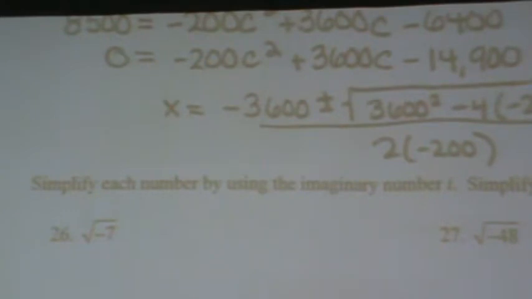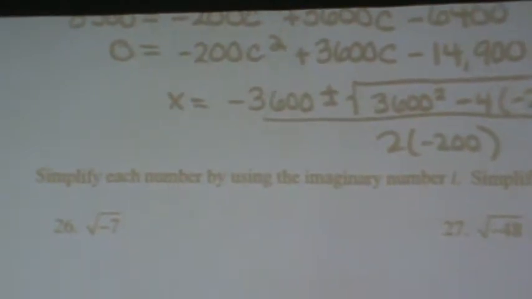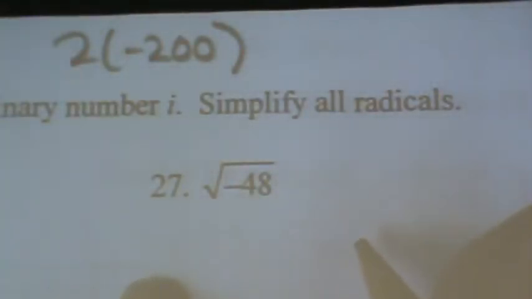Negatives. What do you do with a negative? How do you simplify this? You're going to use the i, imaginary number. What's this? Square root 7i. I don't care if you put the i in front or at the end. I'll take either answer. How about 27? 4i root 3. What did you get? 4i root 3.